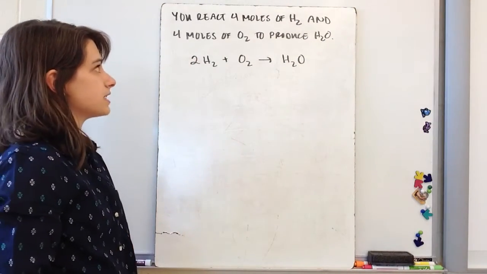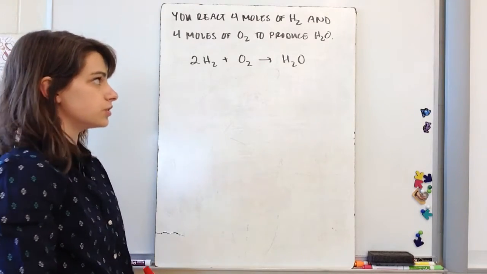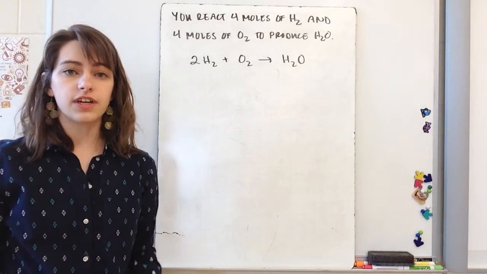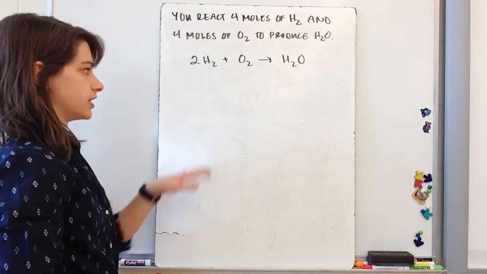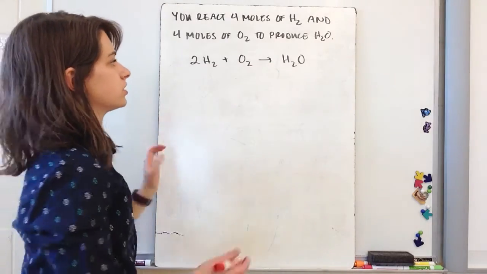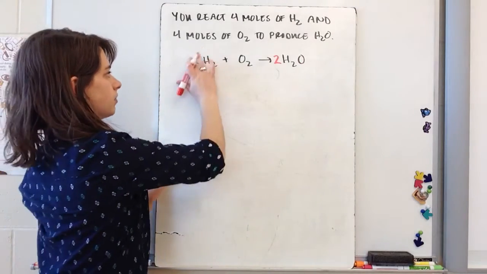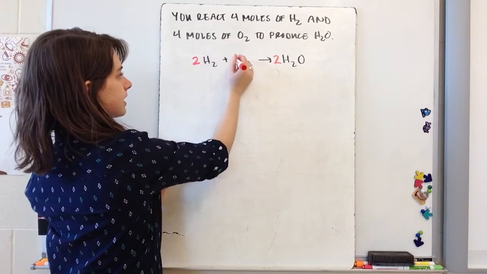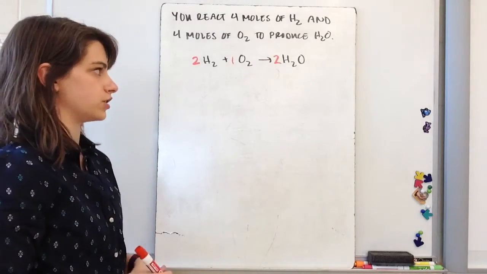Okay, so this problem says you react 4 moles of H2 and 4 moles of O2 to produce H2O. So let's figure out what we're going to run out of first. Now, I have my balanced chemical reaction equation, so I have 2 H2 plus 1 O2 produces, oops, that's missing a 2 H2O. Put all my coefficients in red just so that they stand out. So we have 2 H2 plus 1 O2 produces 2 H2O.